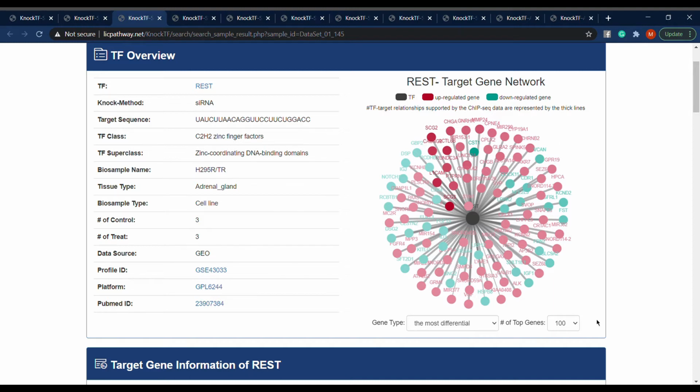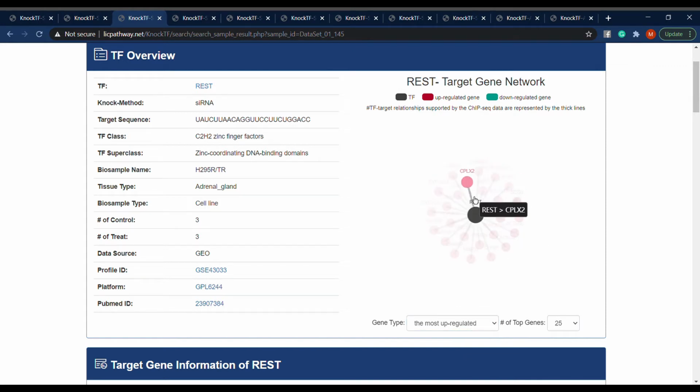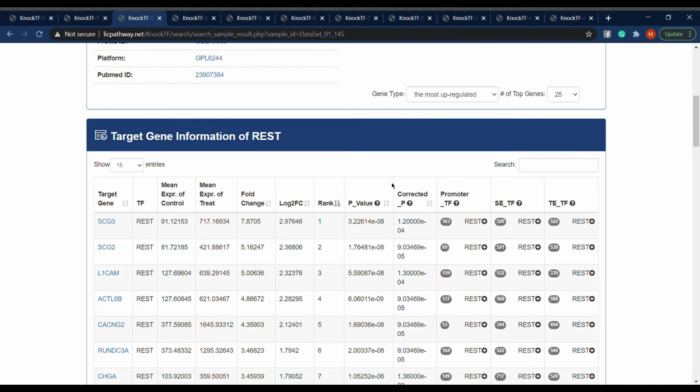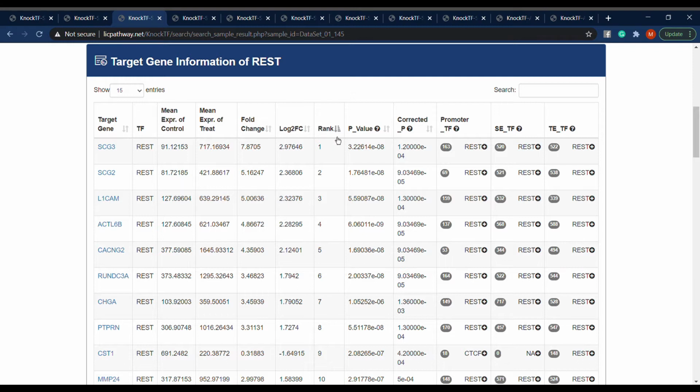I can change the parameters of this graph to see fewer genes, or only up or downregulated genes. Here is a list of differentially expressed genes in this dataset. The default sorting here is by rank, which is determined by fold change. This table also provides a list of TFs that alter the expression of each target gene, sorted by predicted interactions with promoters, superenhancers, and typical enhancers of the gene, with interactions supported by ChIP-seq data in red.